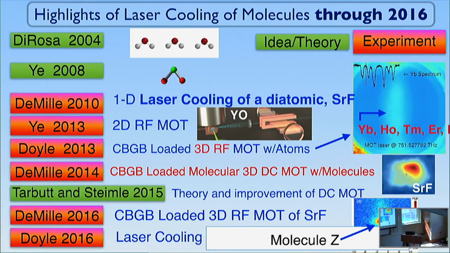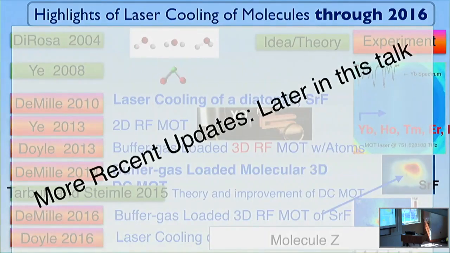Then there were a number of other improvements, including, I just mentioned this, we did laser cooling of this molecule, molecule Z, right? So we keep you in suspense. What is molecule Z? You wonder. Sounds like a new drug. I'll tell you what that is later, and you'll see why I included it in this list. So this is up through around 2016.